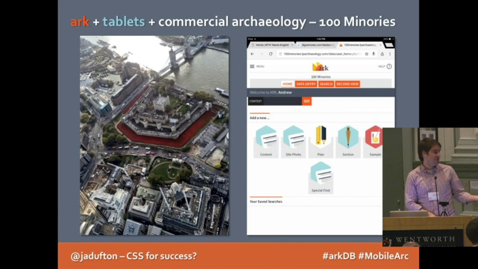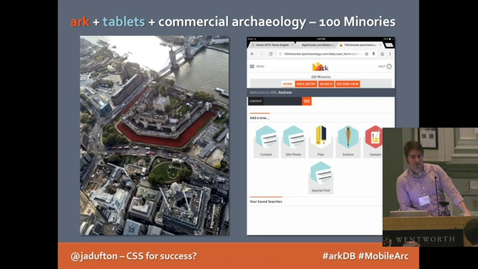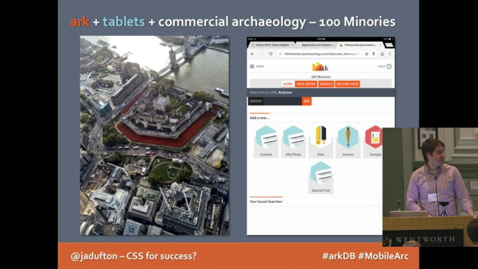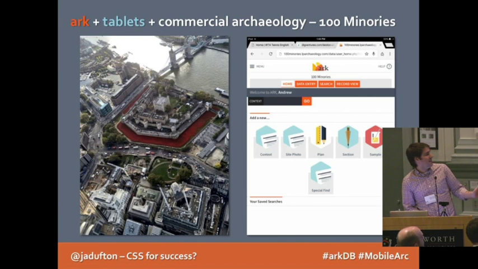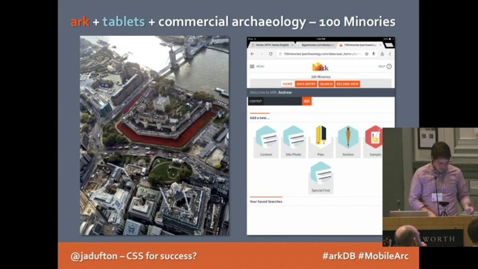So we'll start. Arc was developed by a commercial unit, so we'll start with a commercial example, and excavations that are currently ongoing at 100 Minories, a site in the city of London. So we can see the Tower of London there. It is central London, and to the bottom left of this photo is the 100 Minories site. It's developer funded. It's going to turn into a hotel.